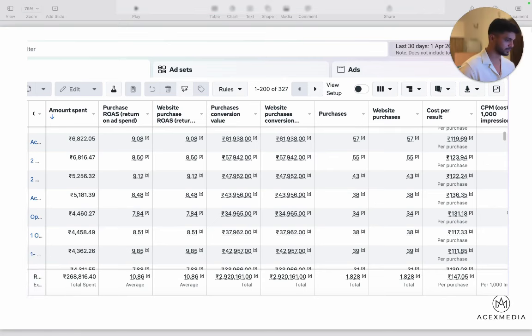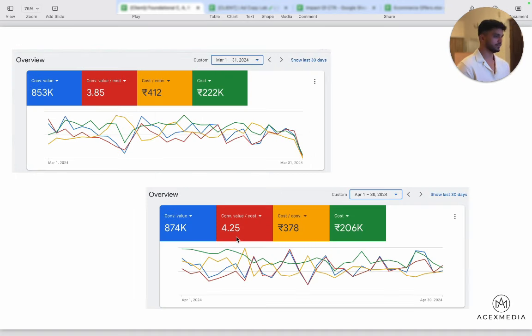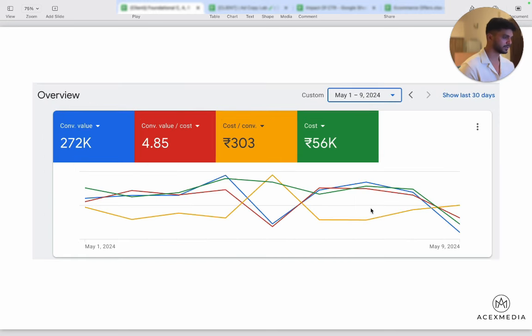For another client here, we got them a 10x ROAS at 2,68,000 rupees in ad spend and 29 lakh rupees in sales. And for another client here, we were able to increase the ROAS from a 3x to a 4x in almost a month of working together. And the same client, the very next month, at the point of recording this, at the point of taking this screenshot, we were able to get them to a 4.85 ROAS. So we went from a 3.85 to a 4.85 in just under 60 days or so.